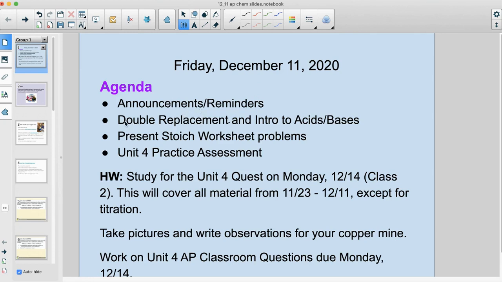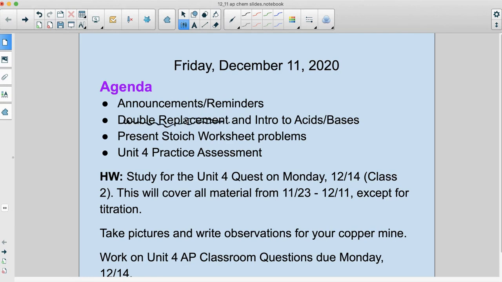Then we did not do a double replacement, but we did a review problem and an intro to acids and bases. And we presented the stoich worksheet problems. And we did a Unit 4 practice assessment. That's a Google Form and it's on Google Classroom.